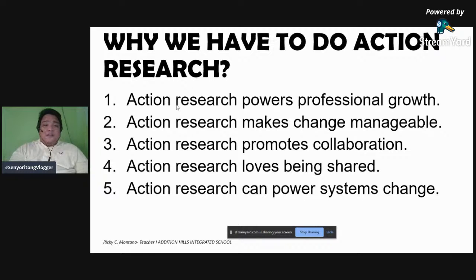And next is action research promotes collaboration. Very much a fact. When you do action research, as I have said a minute ago, it is not you alone. You cannot do action research alone. Why do you do action research? Because you have a certain problem. Say for example, in the classroom you have struggling readers. So it's not you alone.